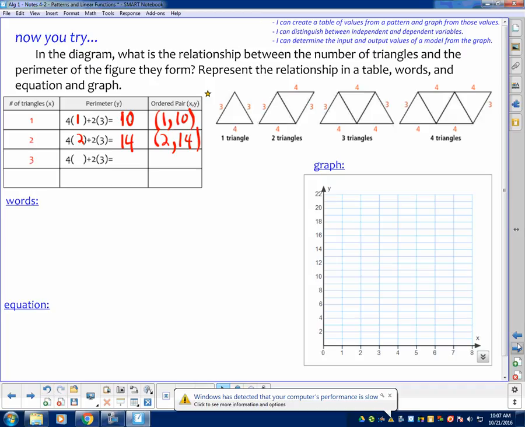Yes, here I have 4 times 3, which is 12, plus 6 is 18. So I have 3 comma 18 for that one. And then we have, for 4 triangles, we plug 4 in there. 16 plus 6 is 22. So I have 4 comma 22. So the pattern is there still a constant rate change?